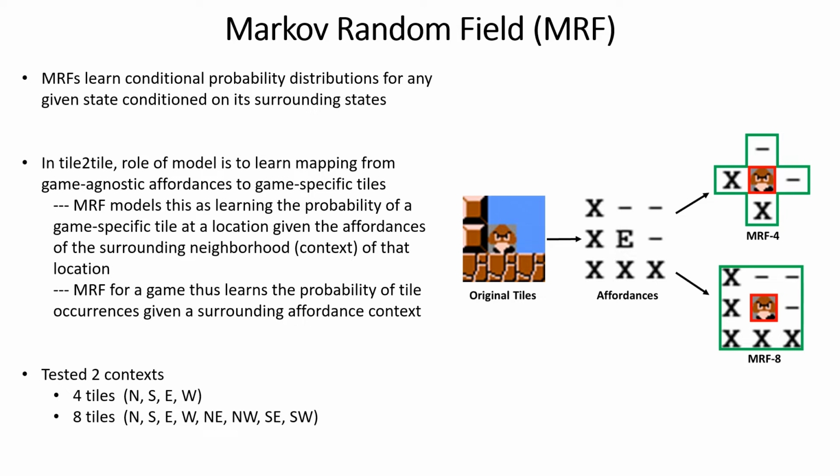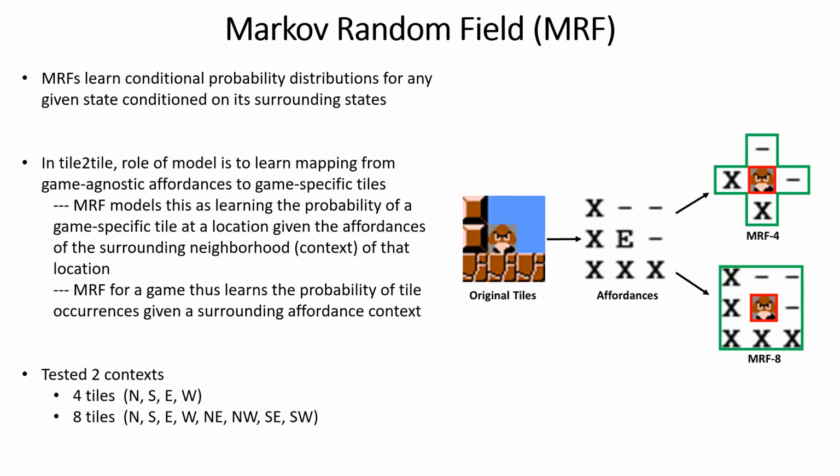Now, in the tile-to-tile framework, the role of the model for a given game is to learn to map affordance tiles to tiles specific to that game. And using an MRF, we model this as learning the probability of a location being a certain game-specific tile, given the affordances of the surrounding neighborhood of that same location. And so the surrounding neighborhood can be thought of as the context for the specific central tile. In other words, the MRF for a game learns the probability of tile occurrences given a surrounding affordance context.